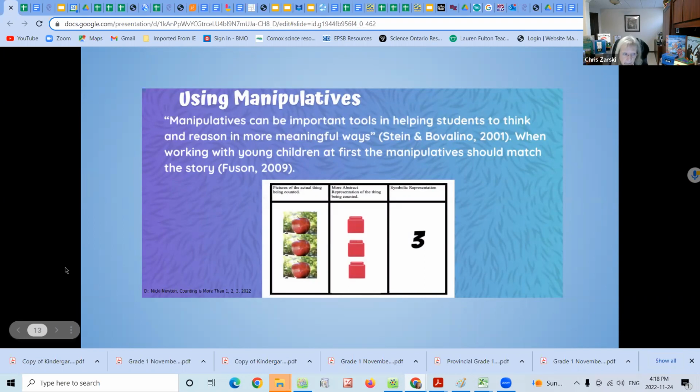Then can you find me something that looks just like that? Can you model something for me? Now, it could be that you're also looking for them to have the attribute of the same color. They don't have to. Maybe you're just looking for the quantity. So they could pick 3 anything. Could be 3 bears, could be 3 squares, whatever. And then can they symbolically show it?